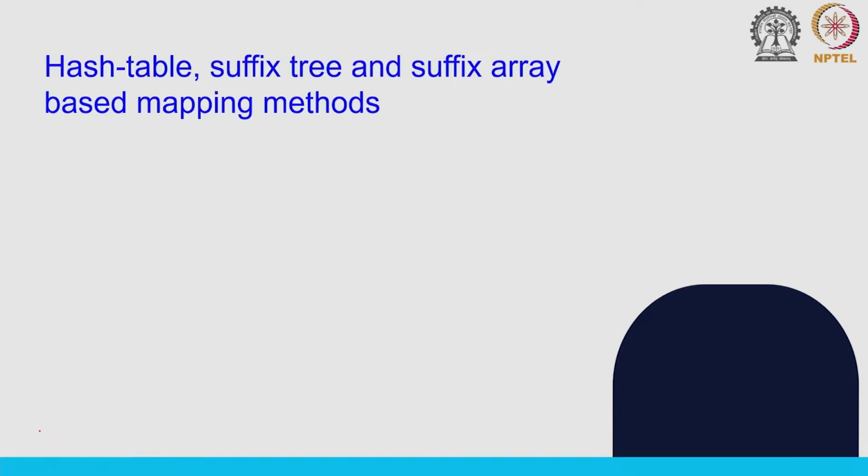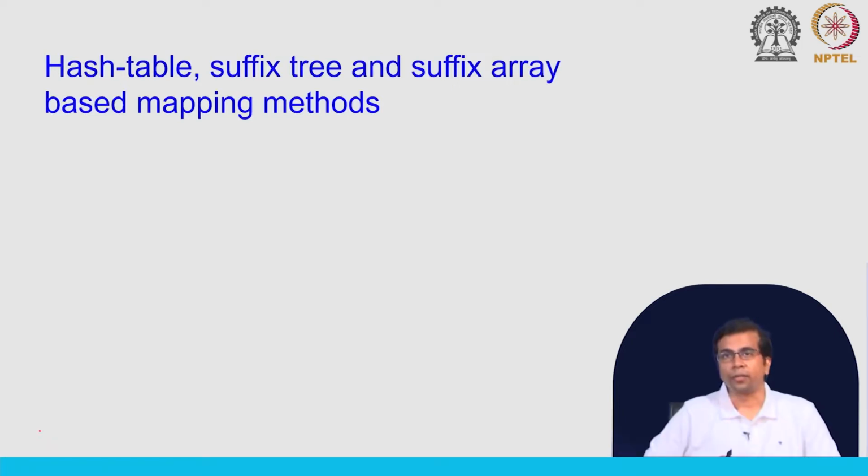Just to briefly recap the mapping methods that we have discussed so far: hash table based mapping methods, suffix tree based methods and suffix array based methods. For the hash table based method, we stored the reference sequence in a hash table. We generate seeds and store them in the hash table along with the locations, and we generate similar seeds from the read data, and search in the hash table and find the locations. Of course, there are a lot more details in there.